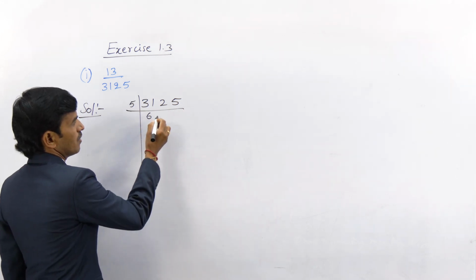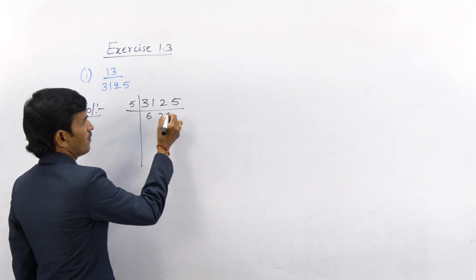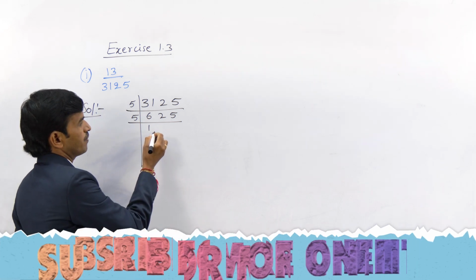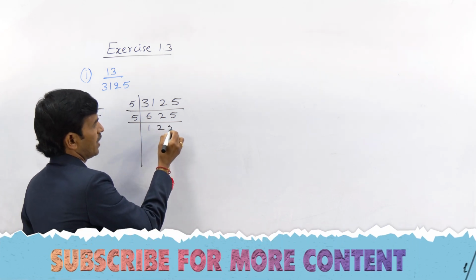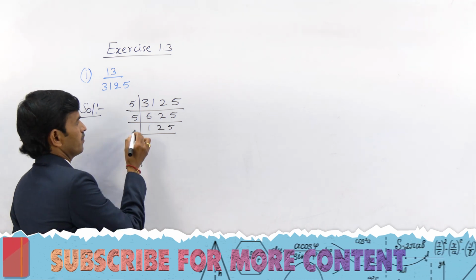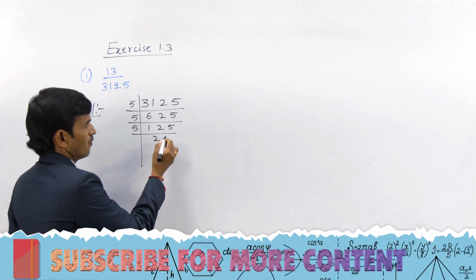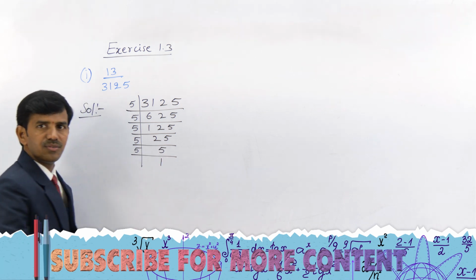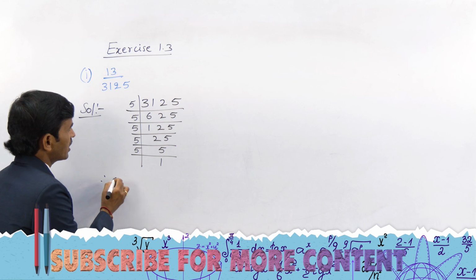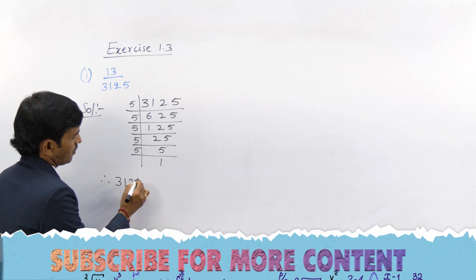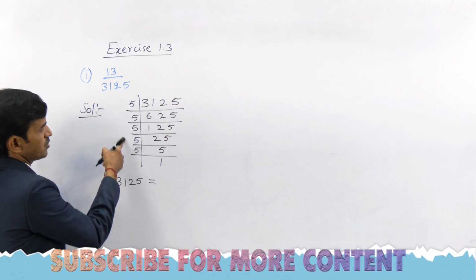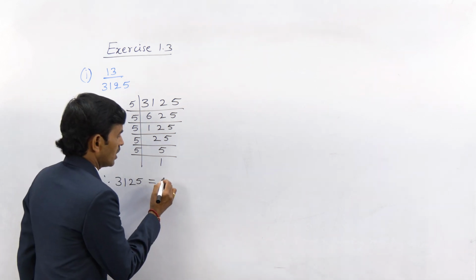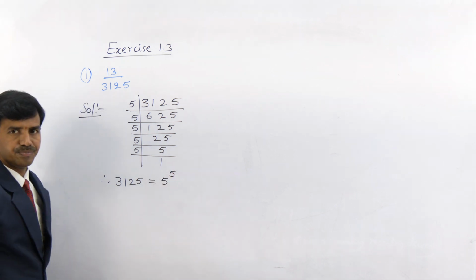5 6s are 30, 5 2s are 10, 5 5s are 25. Next 5 1s are 5, 5 2s are 10, 5 5s are 25. Next 5 2s are 10, 5 5s are 25, 5 1s are 5. So denominator can be expressed in the form of, 3125 is equal to how many times of 5? 1 2 3 4 5 times repeated. So it can be written as 5 power 5.